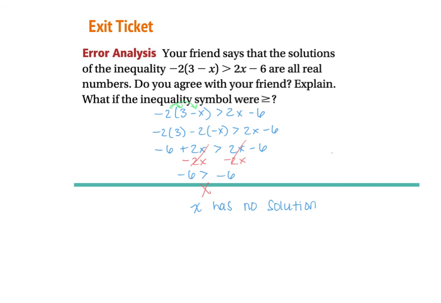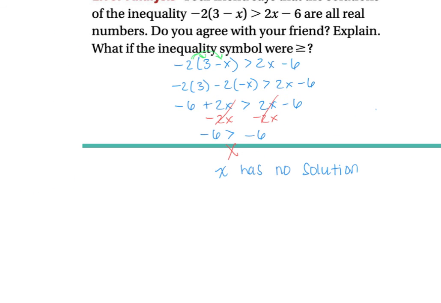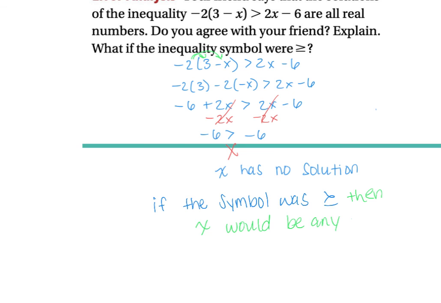But if the inequality symbol were greater than or equal to, then x would be any real number, okay? Because negative 6 is equal to negative 6, okay? There's a difference there. I wanted you guys to understand the difference between the two of them.